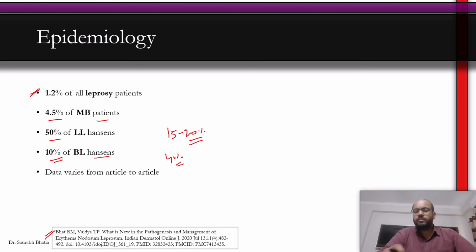So you will get different data depending on what sort of population you are analyzing, but you can have some idea that about 2 to 3% of all leprosy patients will have ENL. About 30 to 40% of LL Hansen's patients will have ENL, and about 10 to 15% of BL Hansen's patients will have ENL. So just have some kind of understanding regarding the data. Otherwise, data varies a lot between different articles. Okay, let's move forward.